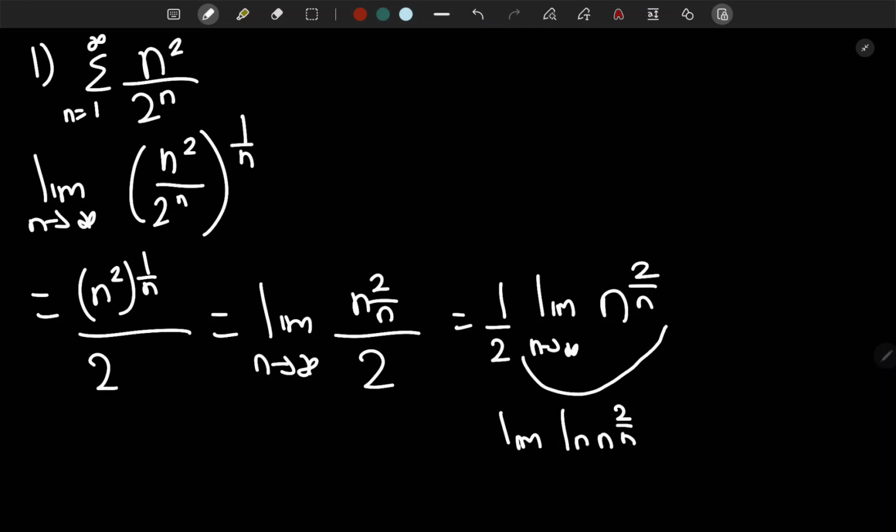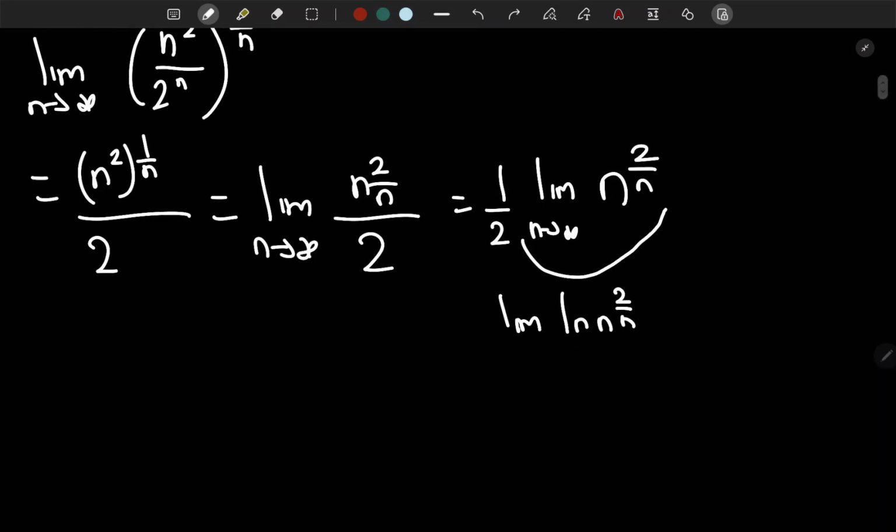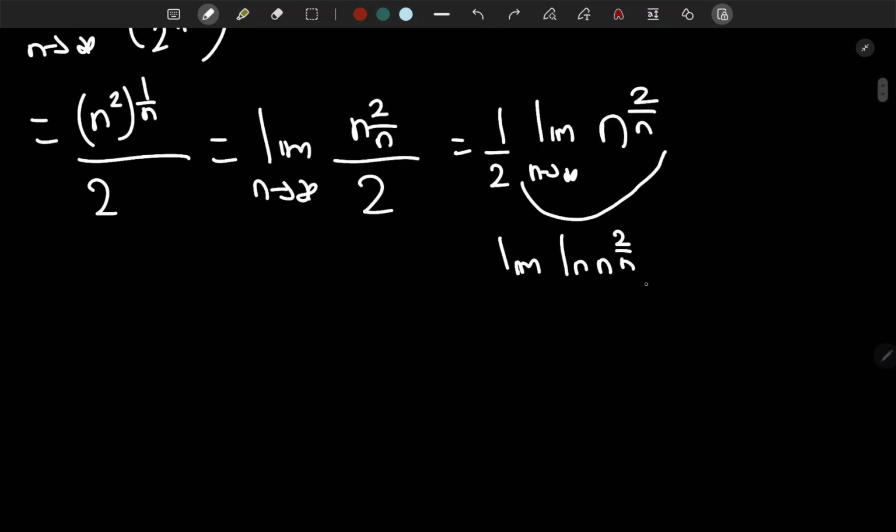Now as we know the properties of ln, we can take the powers down as a coefficient. So now let's simplify it. I'm going to scroll down a little bit, and we can take the coefficient down as we mentioned before. So it's going to be 2 over n multiplied by ln of n, and this entire thing is the limit as n approaches infinity. And actually I can rewrite this as 2 times ln n over n.